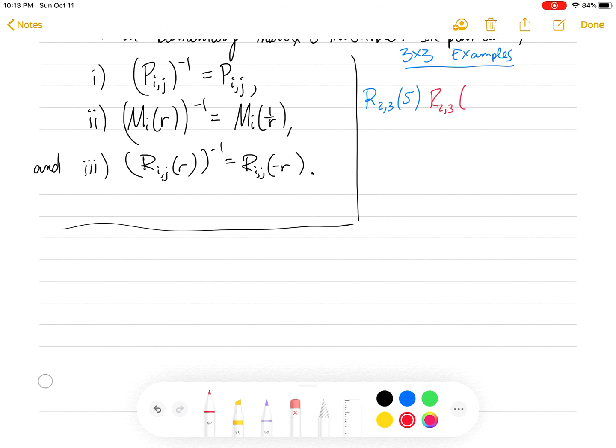Now let's look at this last type, the Rij of R type. It's called the replacement. R2,3 of 5, let's say. So its inverse should be R2,3 of -5. Let's see. So what's R2,3 of 5? You start off with the identity 1, 0, 0, 0, 1, 0, 0, 0, 1. In the 2,3 spot, you're going to erase the second row, third column. You're going to put a 5.